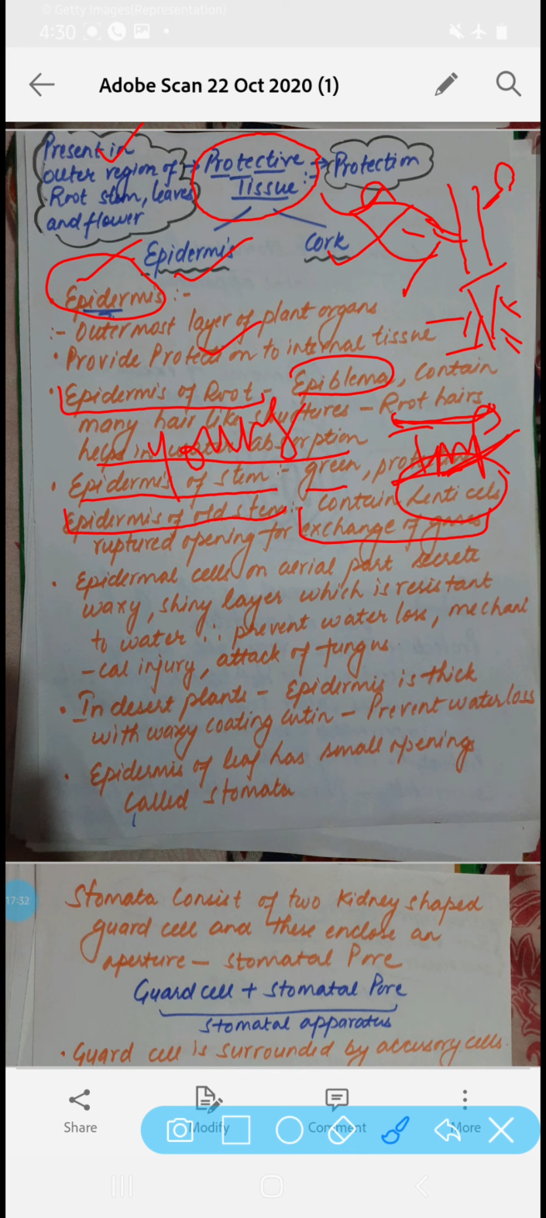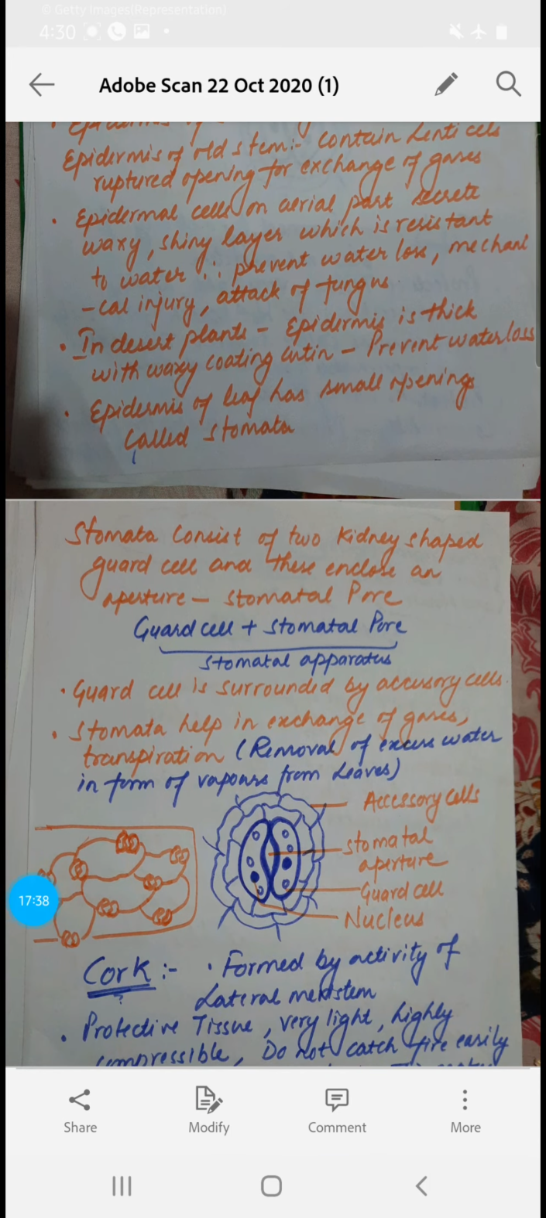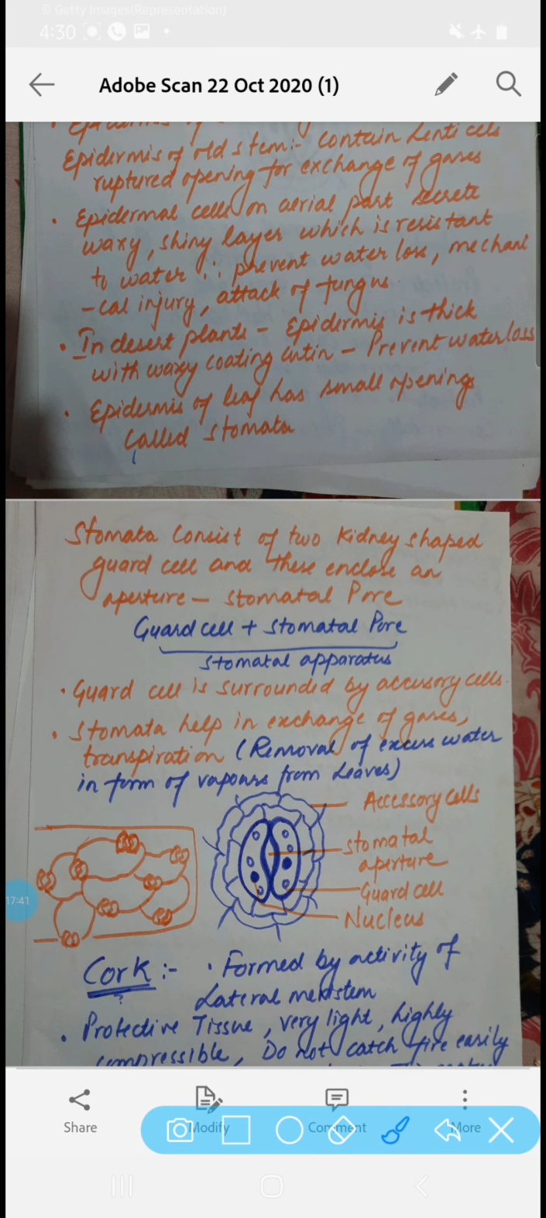Now these epidermal cells on the aerial part, aerial part means the part which is present above the ground, secrete a waxy shiny layer which is resistant to water. That means the epidermis of stems and leaves secretes a chemical which forms a layer on top, and that layer looks waxy, slippery to the touch, and shiny. It is water resistant, meaning it doesn't let water move across it. So that's why it prevents water loss.